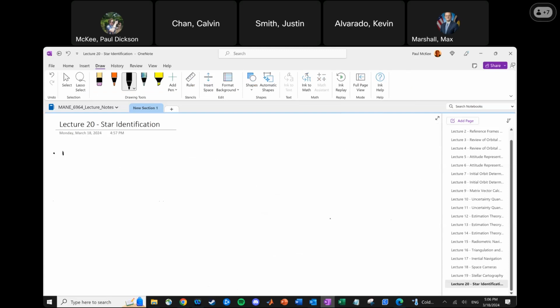In order for a measurement to be useful for navigation, we must know what we're measuring. We must know what we're measuring.